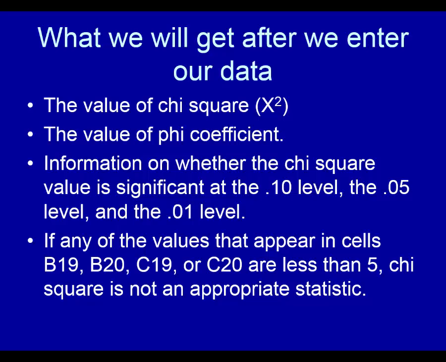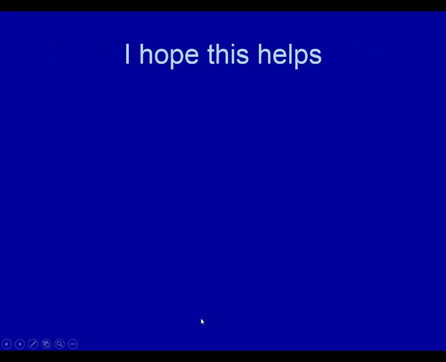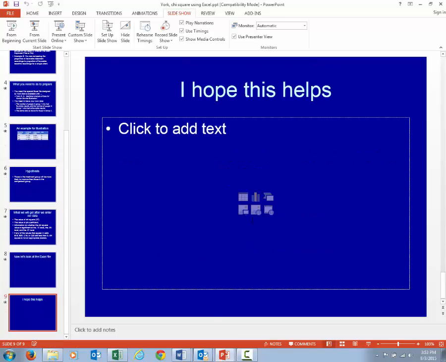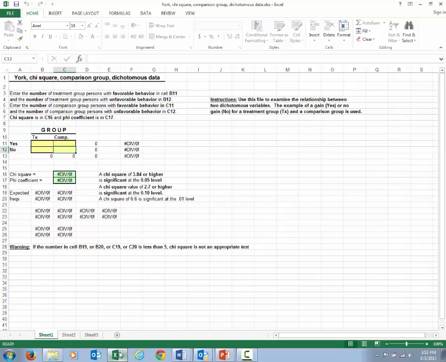One caveat: if any of the values that appear in the major cells when you're entering your data are less than 5, then chi-square is not an appropriate statistic. The Fisher-Exact probability test would be an appropriate alternative. Now let's look at the special Excel file.